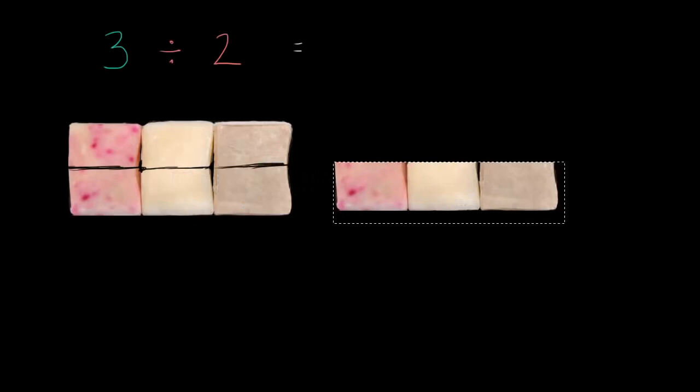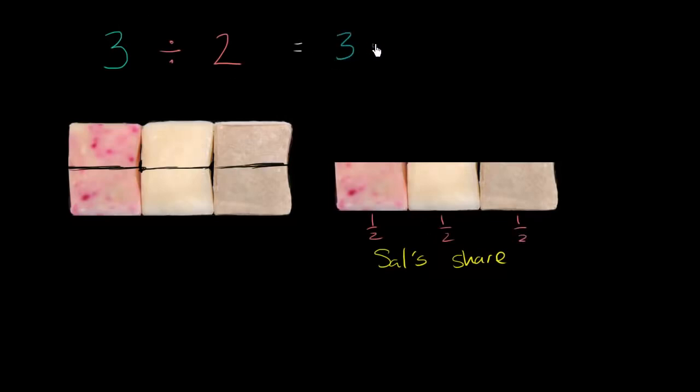Let me write this out. So this is Sal's share. My wife took this top half. Well, what do I have? Well, I have 1 half, I have another 1 half, and I have another 1 half of a bar. So I have 3 1/2s of bars of soap. Or you could say that I have 3 times 1 half bars of soap.